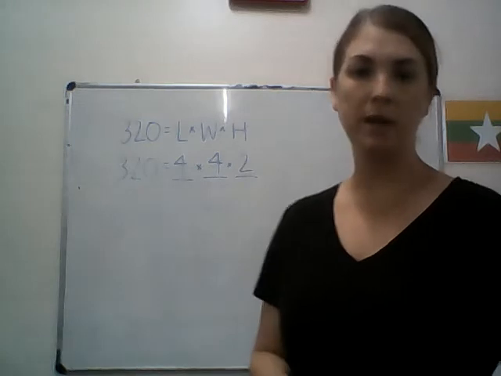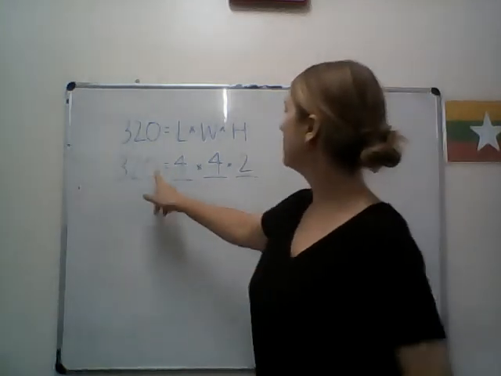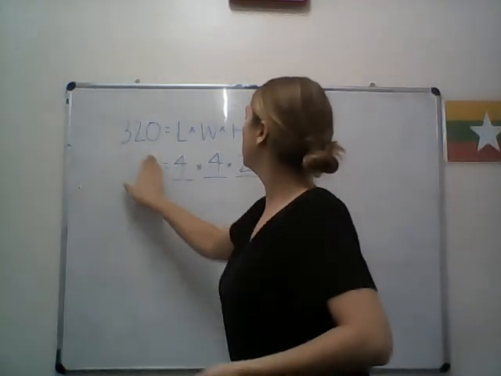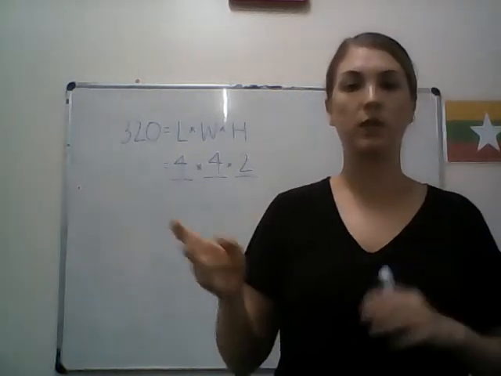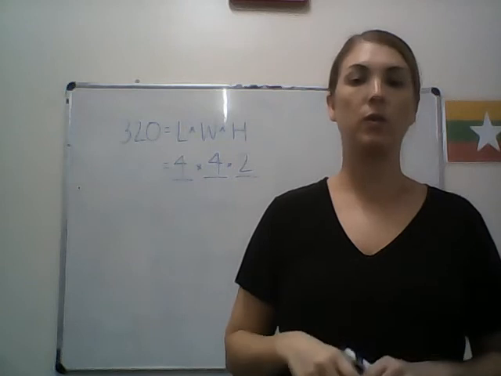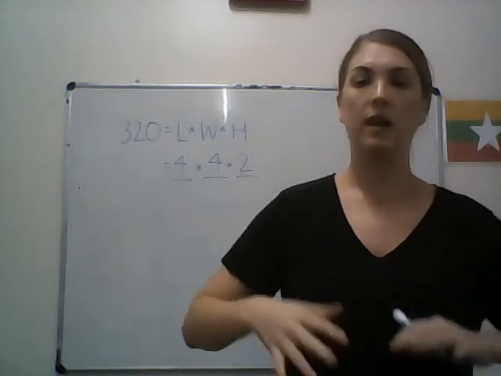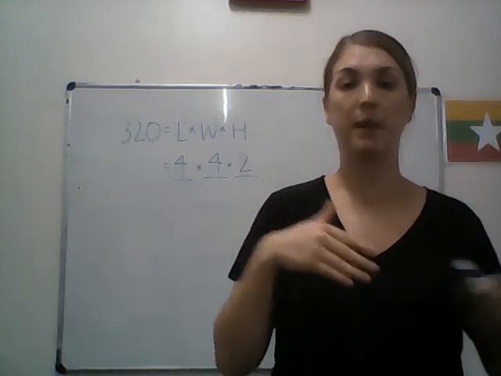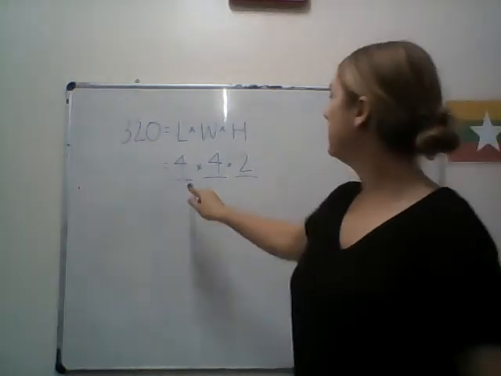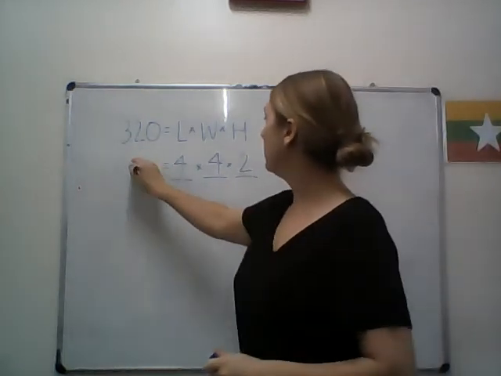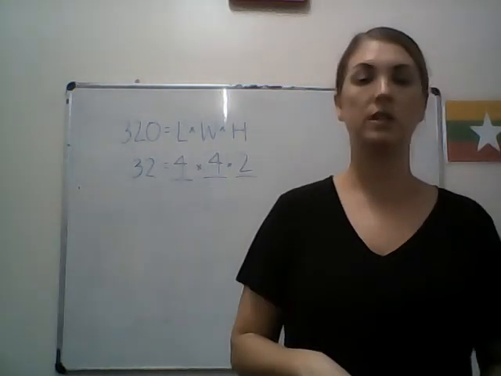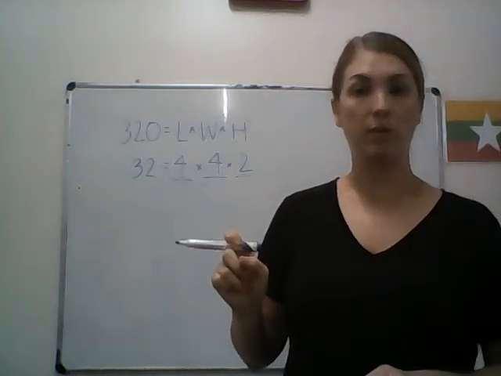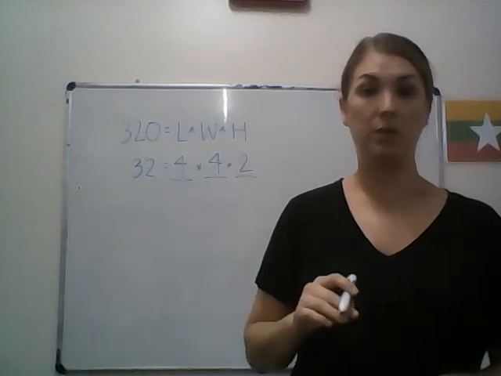All right, I will explain my thinking for this one that doesn't equal 320. I thought of the numbers 4 times 4 times 2. So I know that 4 times 4 is 16, and then I can multiply that by 2. These numbers equal 32. 4 times 4, 16, times 2 is 32. These numbers do not equal 320. I need to get them to equal 320.